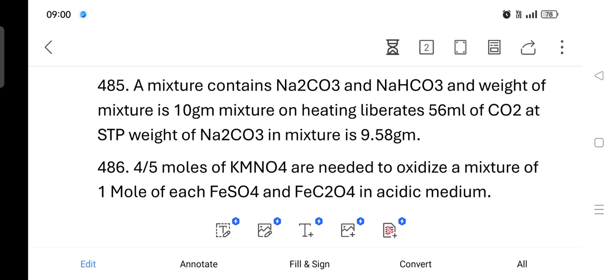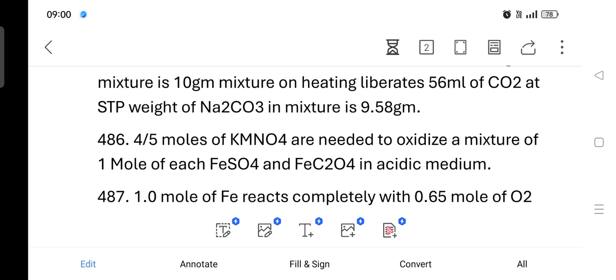The mixture contains Na2CO3 and NaHCO3 and the weight of the mixture is 10 grams. Heating the mixture liberates 56 ml of CO2 at STP. The weight of Na2CO3 in the mixture is 9.58 grams.